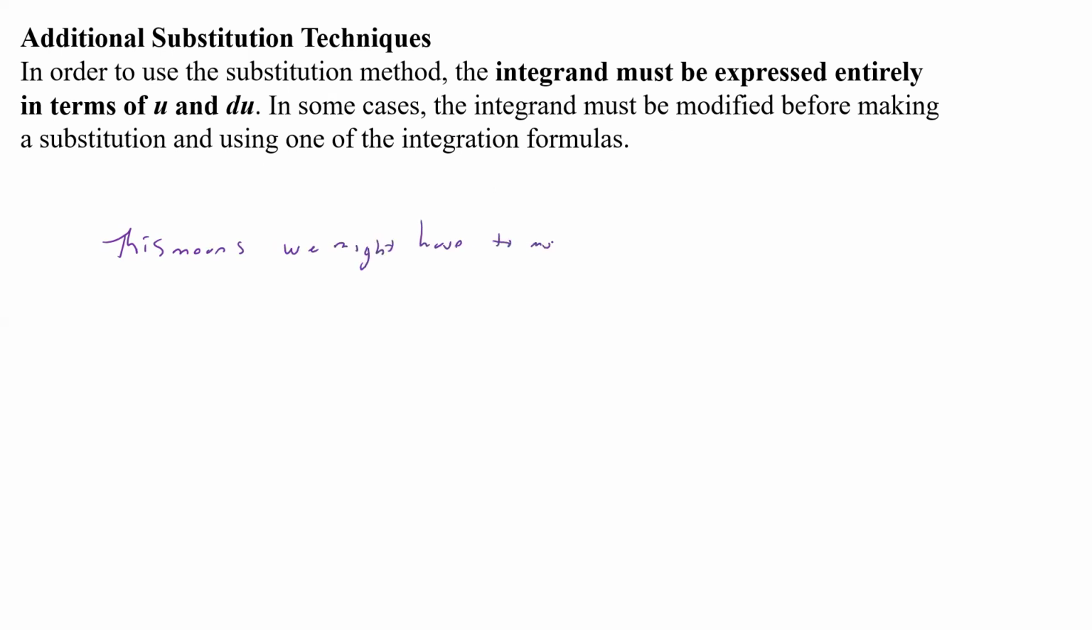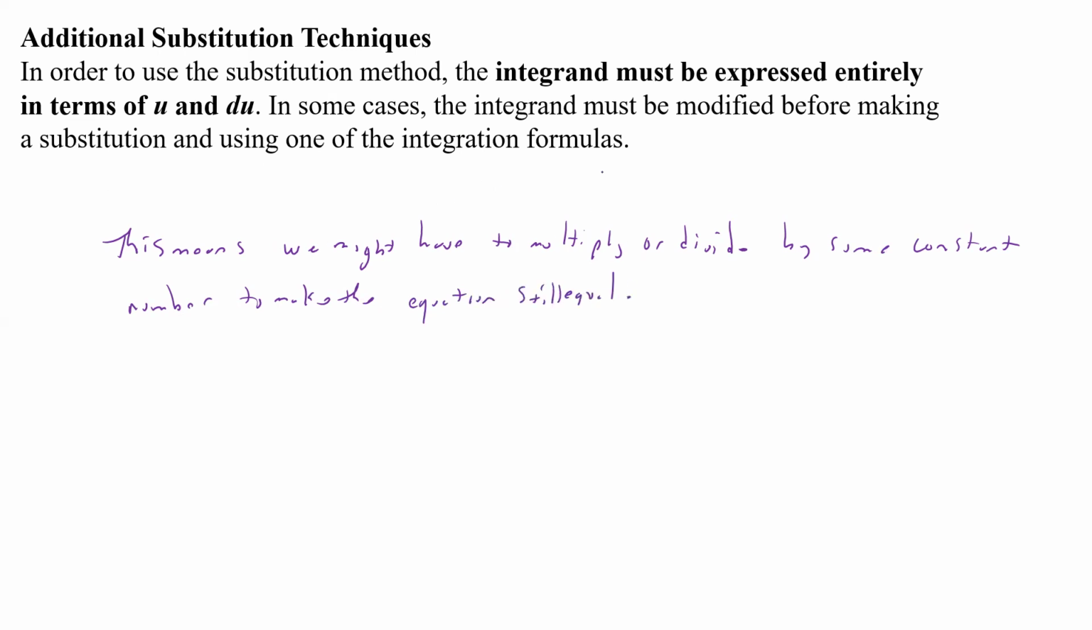Well, what this means is we might have to multiply or divide, depending on the problem, by some constant number to make the equation still equal. Because when you start substituting u and du, it might not actually get the same thing.